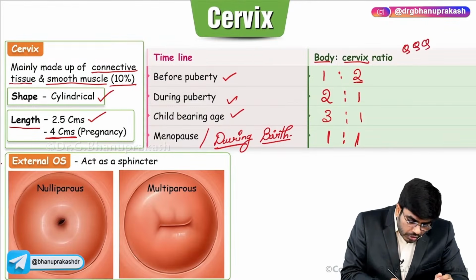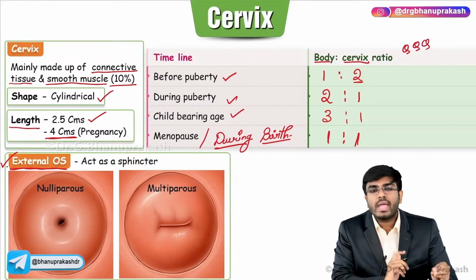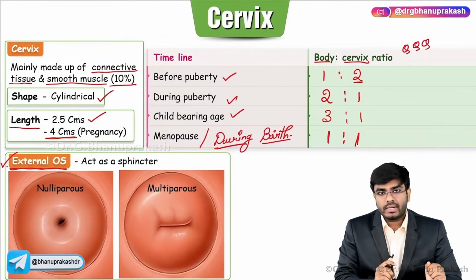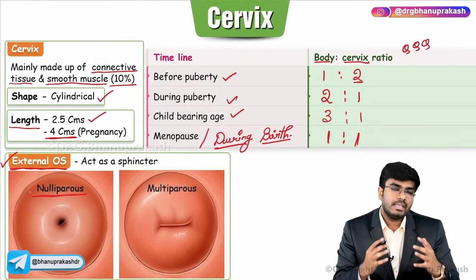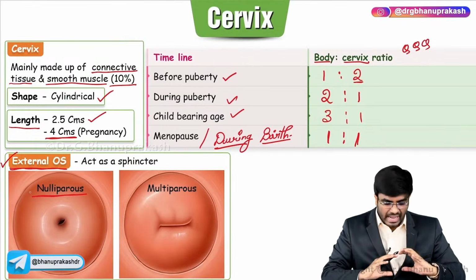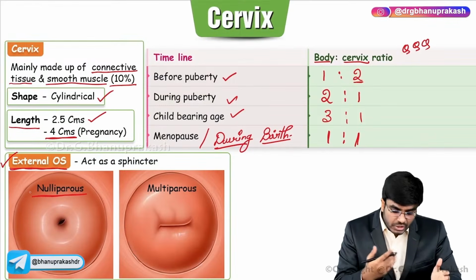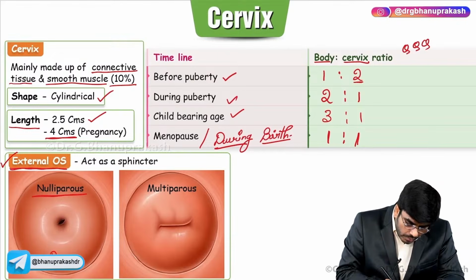Now guys, what you are seeing in these images is the external cervical os. The external cervical os is the place where the cervix opens into the vagina, which we have already discussed. The shape of the external cervical os is important. For example, in a nulliparous female, who is not a mother and hasn't delivered any babies, she hasn't had any vaginal delivery, her external cervical os will be round in shape.